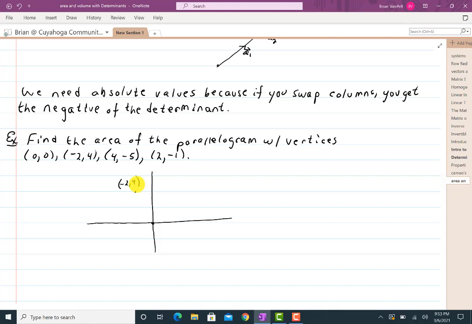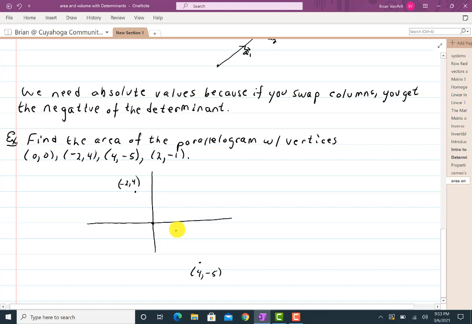Then I have 4, negative 5. So I'll go out to 4, and then go to negative 5. We'll see if about there. I had it where I wanted it. 4, negative 5. And then we had one more, 2, negative 1. Where's 2, negative 1? Let's put it about there, negative 1.